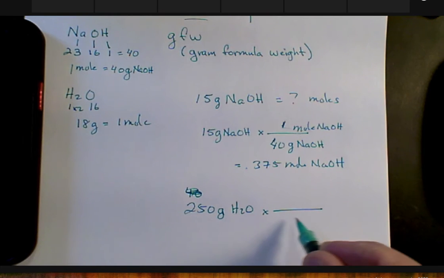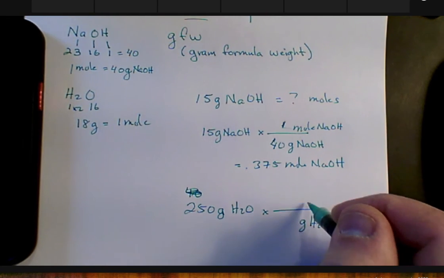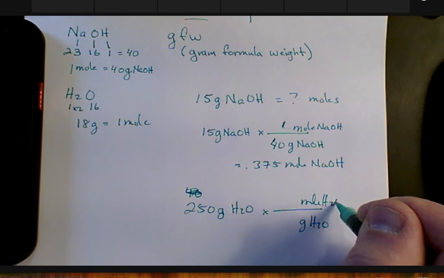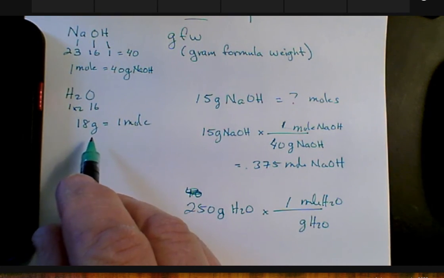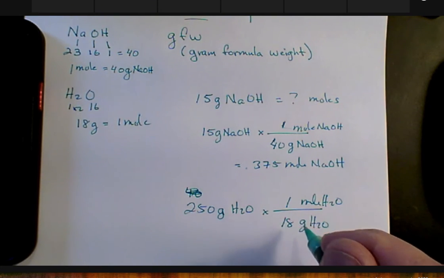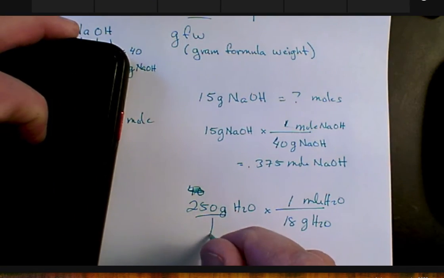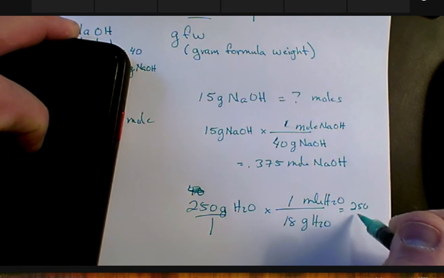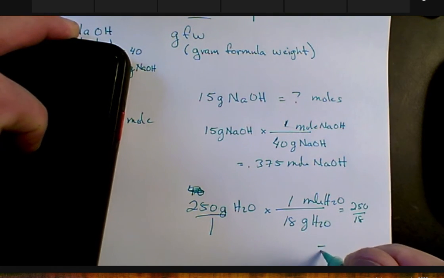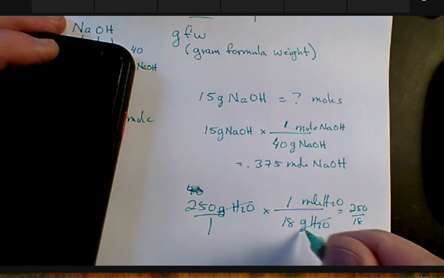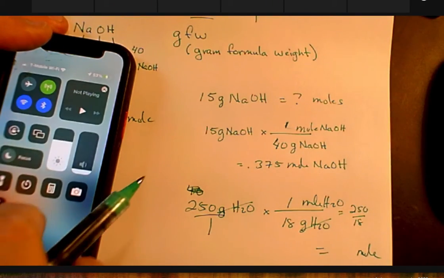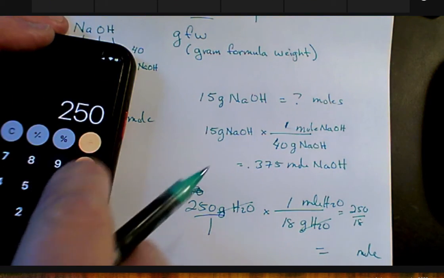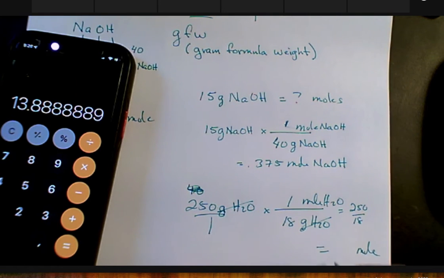So I'd say grams of water on the bottom, moles of water on top, and 1 goes with moles, and the number of grams in a mole of water was 18. Remember, we calculated that a minute ago. So now I'd have 250 times 1, remember that's over 1, so 250 over 18. Grams of water cancel, and the unit's going to be moles, and 250 divided by 18 is 13.9.